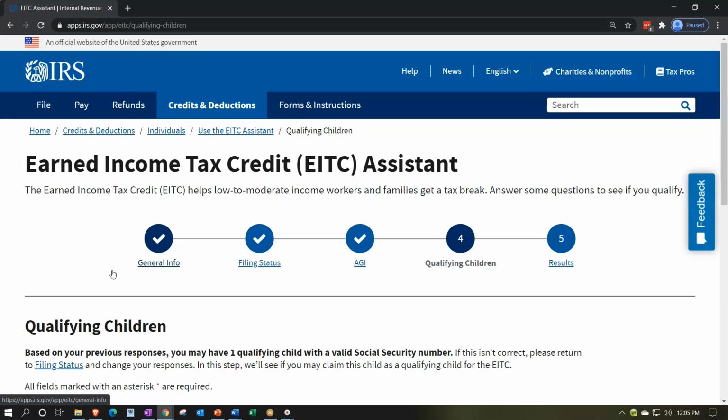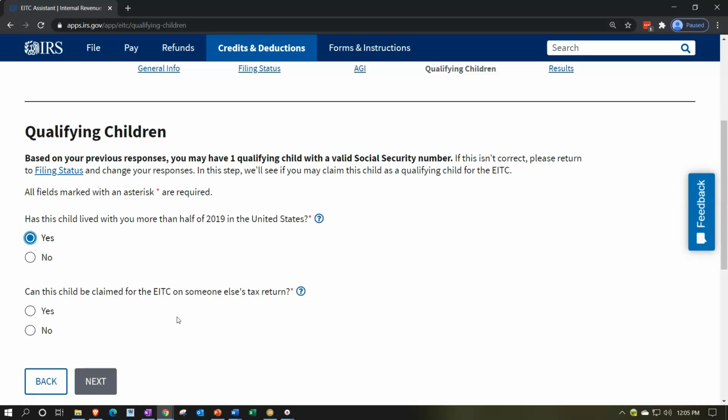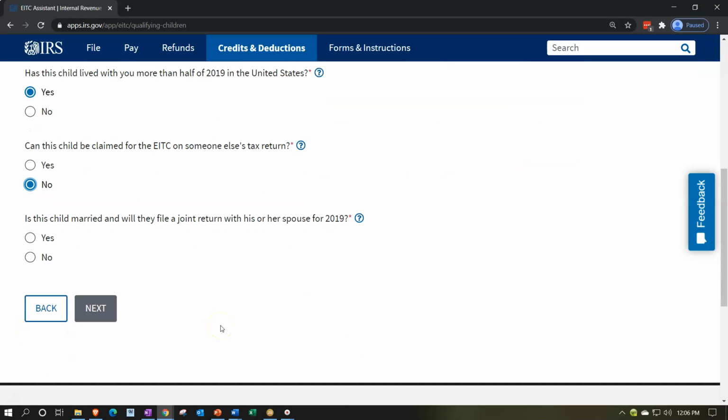See what else we have then. We have qualifying children. Based on your previous responses, you have one qualifying child with a valid Social Security number. If this isn't correct, please return to the filing status and change your response. In this step, we'll see if you may claim this child as a qualifying child for the EITC. Has the child lived with you for more than half of 2019? We're going to say yes, they lived with us. Can the child be claimed for EITC on someone else's return? No, no one else is claiming the child. We're claiming the child for the EITC.